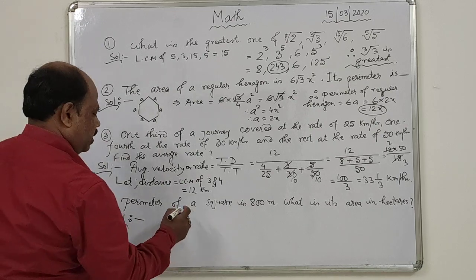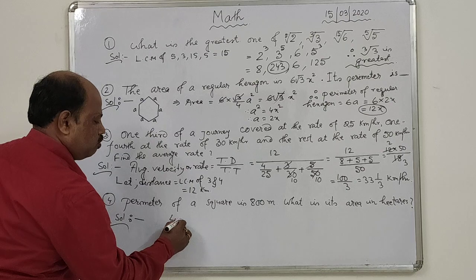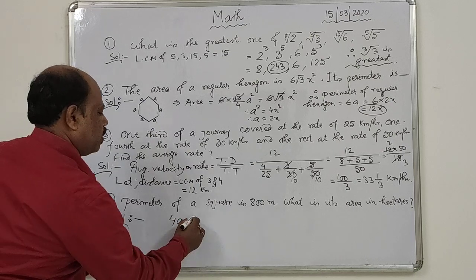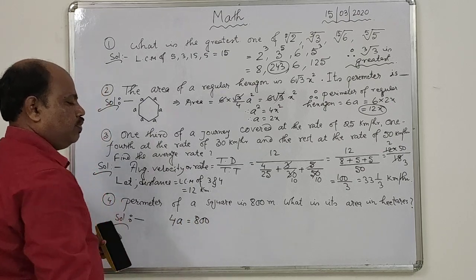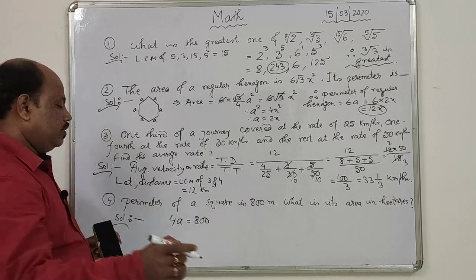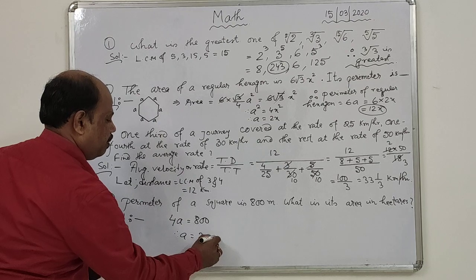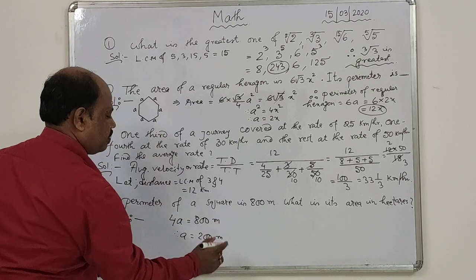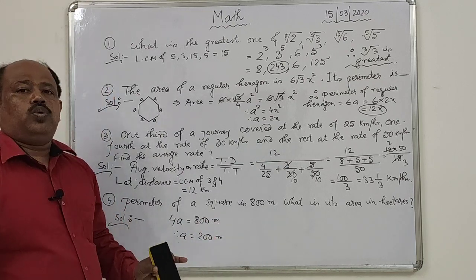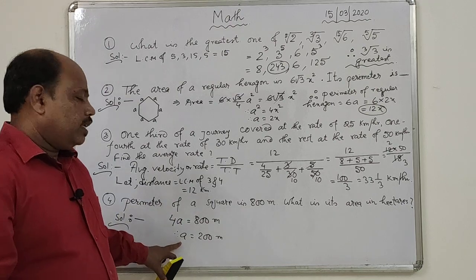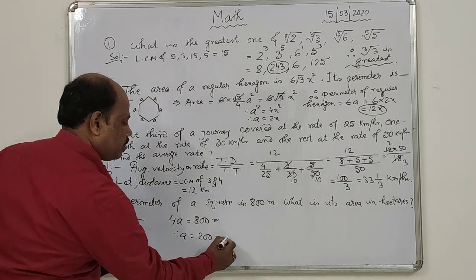Perimeter of a square is this. You all know the formula for perimeter. 4a equal to 800 meter. 4a, that is 4 into side. Therefore a equal to 200 meter. A is 200 meter. That is the side. A means side.